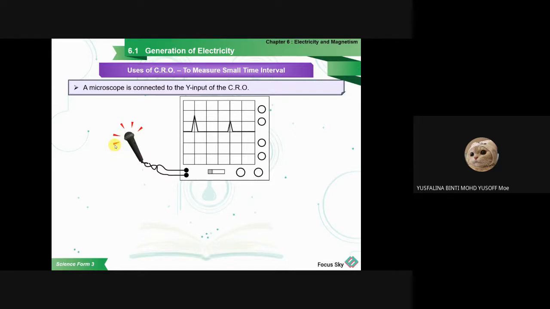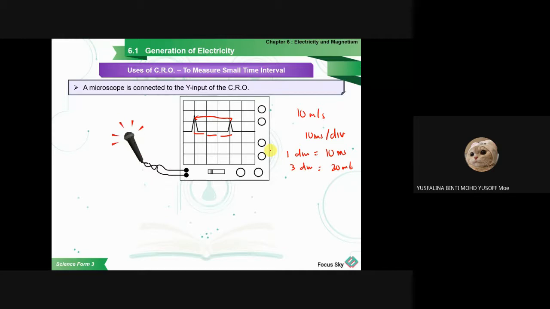So let's say you connected the CRO to the microphone, and let's say you start to talk. Okay, so you can see there are two peaks here, right? Two peaks of the graph here. So you want to measure the time, measured from peak to peak. So from peak to peak, how many boxes here? 1, 2, 3. Then you multiply with the time per division. So let's say 10 millisecond per division. So this one is 3, right? 1, 2, 3, from peak to peak, from here to here. So there are 3 divisions. One division is 10 millisecond, so 3 divisions means 30 millisecond. So you can use that one also for the CRO.